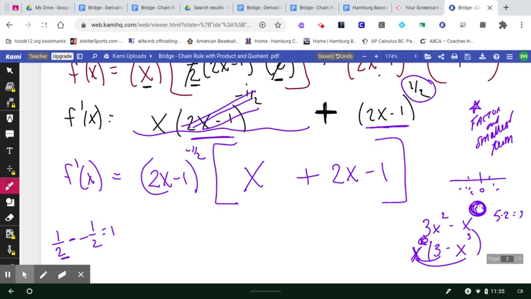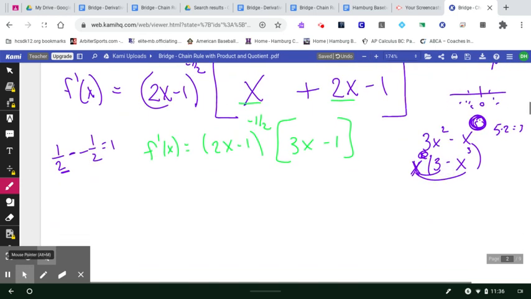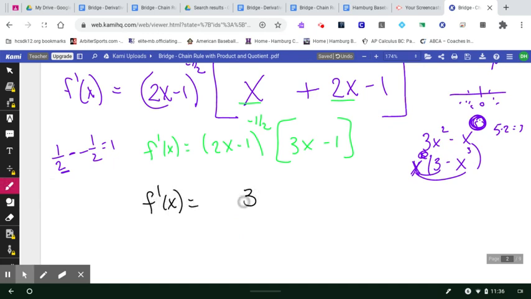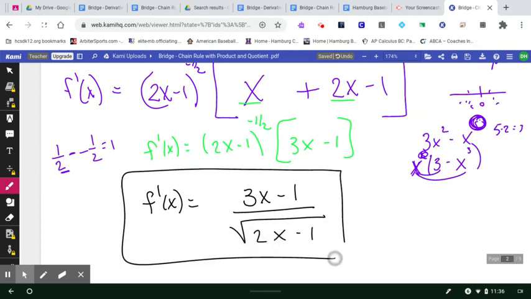So as I clean this derivative up, I have (2x minus 1) to the negative 1/2, and now I can add like terms in here. I have 3x minus 1. And believe it or not, I can actually go one more step. Because this has a negative exponent, I'm going to rewrite this. So I have 3x minus 1 over the square root of 2x minus 1 for my final answer. Now, I know that probably seemed like a lot, so this is where, again, it's good to pause it, rewind it, maybe even do it again in your notebook or on a scrap sheet of paper.